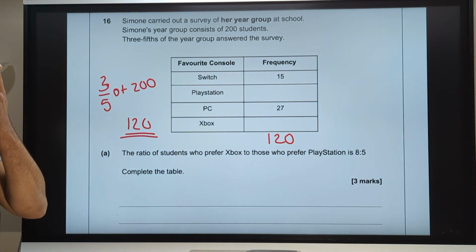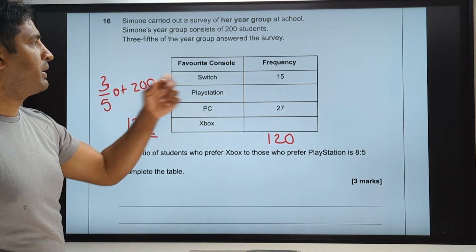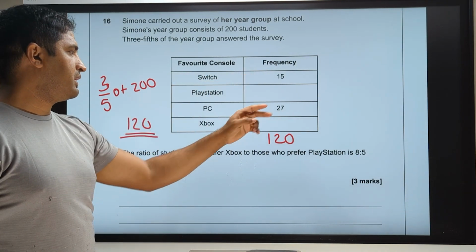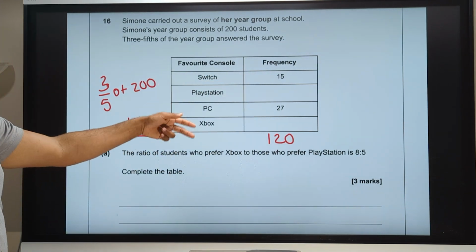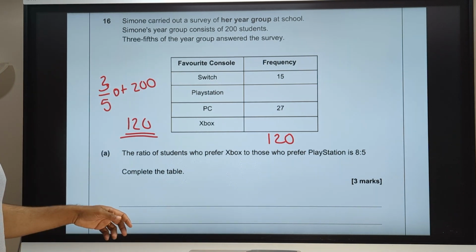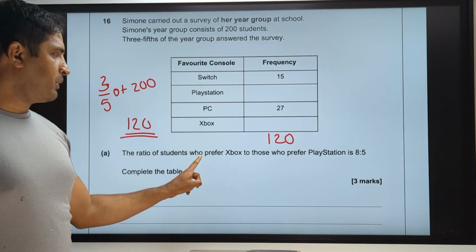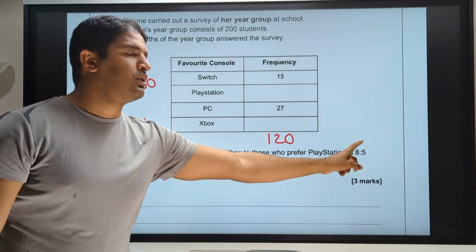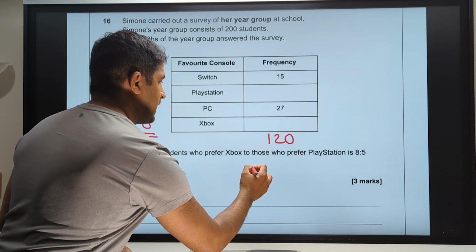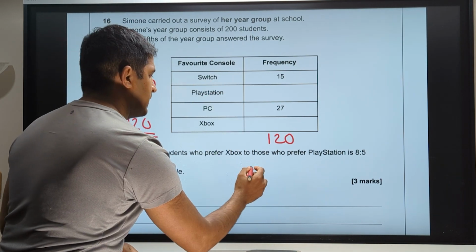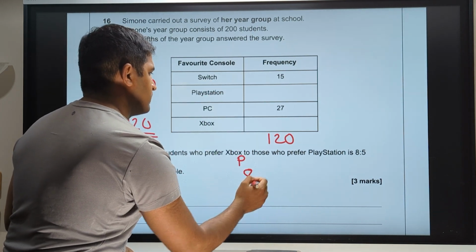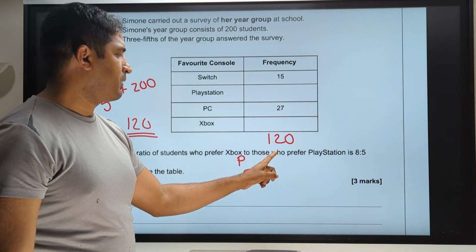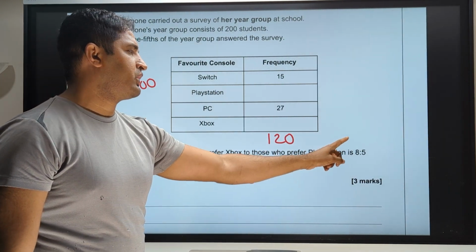Now we should get another clue to work out what the Xbox and PlayStation is, their favorite console. Okay, so Switch was 15, PC was 27. So the majority of people should be with Xbox and PlayStation. Now the ratio between the students who prefer Xbox to those who prefer PlayStation is 8 to 5.